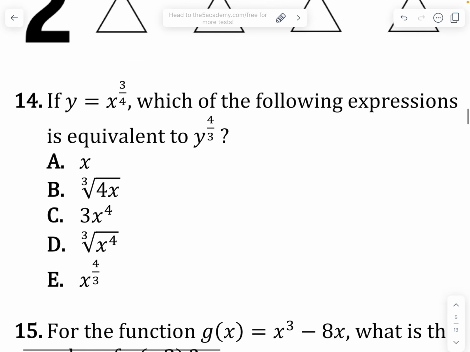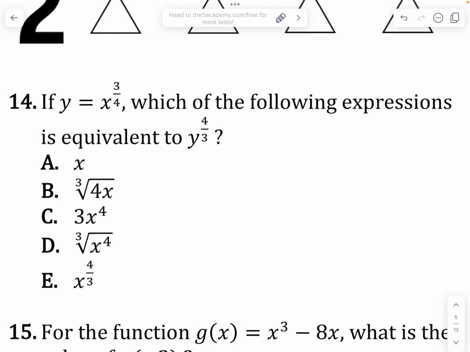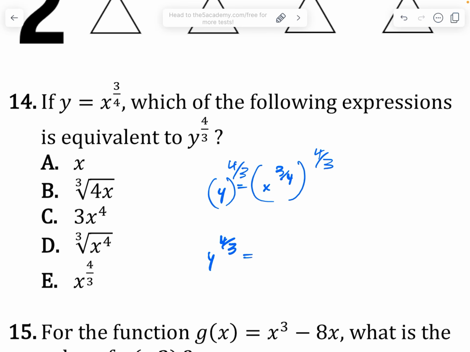If y equals x to the 3 over 4, then which of the following expressions is equal to y to the 4 over 3? Okay, so y equals x to the 3 over 4, and we want to find what's y to the 4 over 3. Just do that to the 4 over 3 and do that to the 4 over 3. Okay, so y to the 4 over 3 is equal to what? So you have an exponent here raised to another exponent.